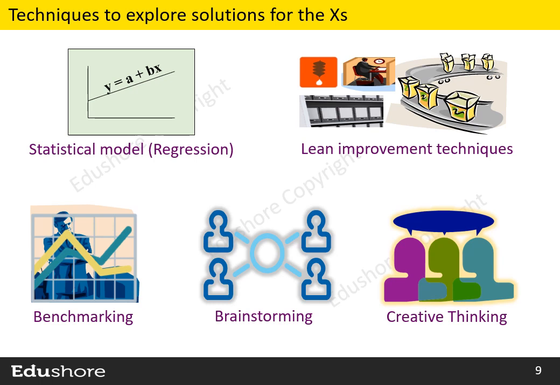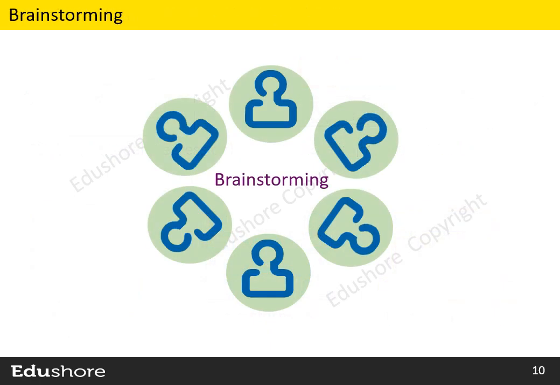Till now, we have learnt about 3 sources to explore solutions for the root causes: statistical model regression, 5 improvement techniques of Lean, and the benchmarking. Now we will see the 4th source for exploring the solutions: brainstorming. Let us look into the details of brainstorming that we do in the improve phase of a Lean Six Sigma project.